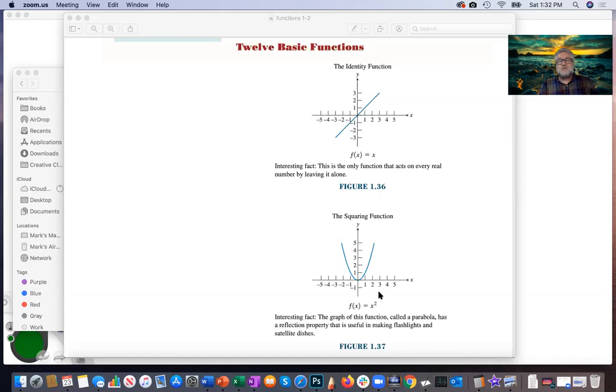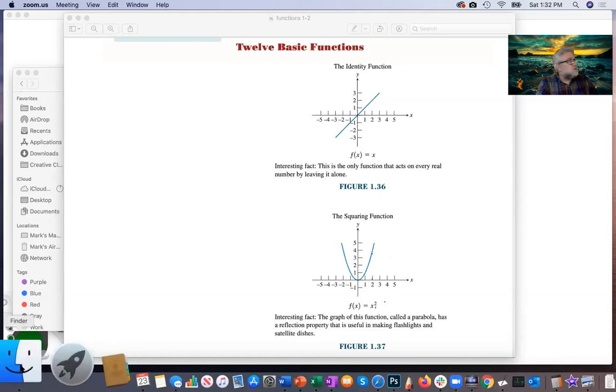Second one, the squaring function, y equals x squared. So this is our second type of function. You go over 2 spots, you go up 4 because it's y equals x squared. Okay? So this is a parabola. Okay, so now let's look at the next one.